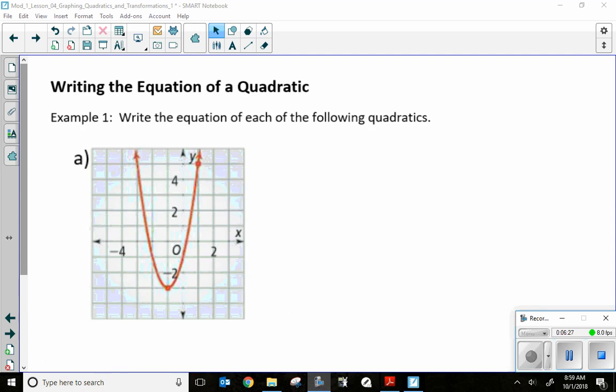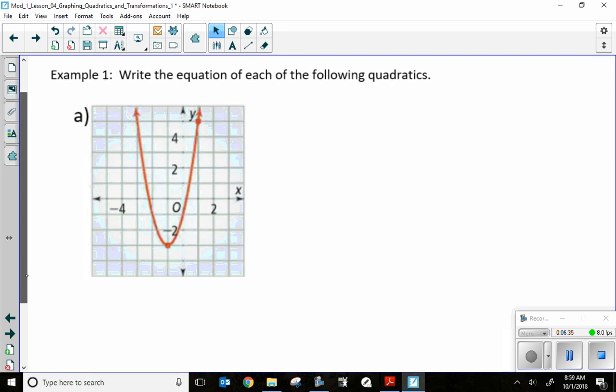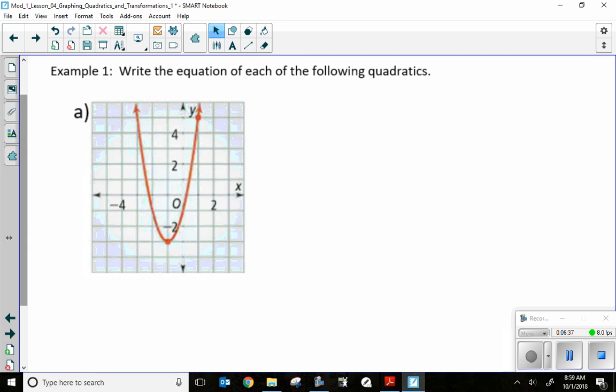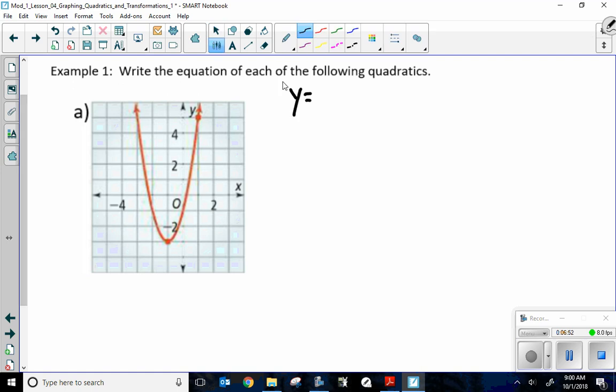Now, writing the equation of a quadratic. All right? Writing the equation of a quadratic. This is one of the easiest things. If you thought what we just did was easy, maybe you didn't. This is easier because it just relies on basic algebra. First off, we need to remember the equation in vertex form.